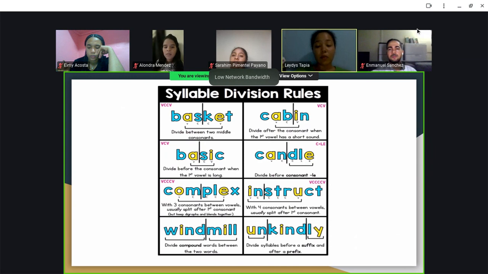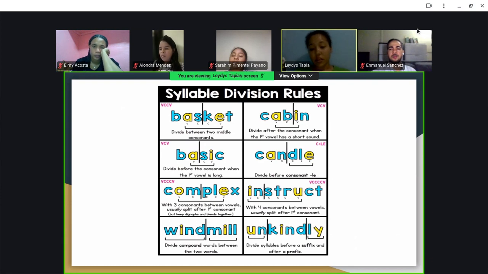Also, if you have a compound word such as windmill or sandbox, you just have to identify the two words that are put together to make the compound word, and you just have to divide them. Windmill, sandbox. And if you have a long word such as unkindly, you might want to check if you have a suffix or a prefix. If you do, then you just divide syllables before a suffix and after a prefix. And you are going to have unkindly, three syllables.